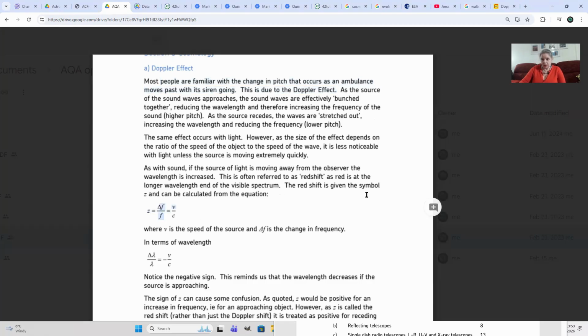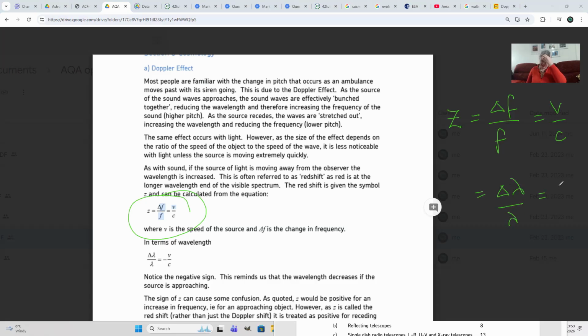Okay, so we've got z is redshift. I don't know why it's z, but that's the symbol for it, and it is approximately equal to the change in frequency divided by the frequency, which is v over c, or it's approximately equal to the change in wavelength divided by the wavelength.